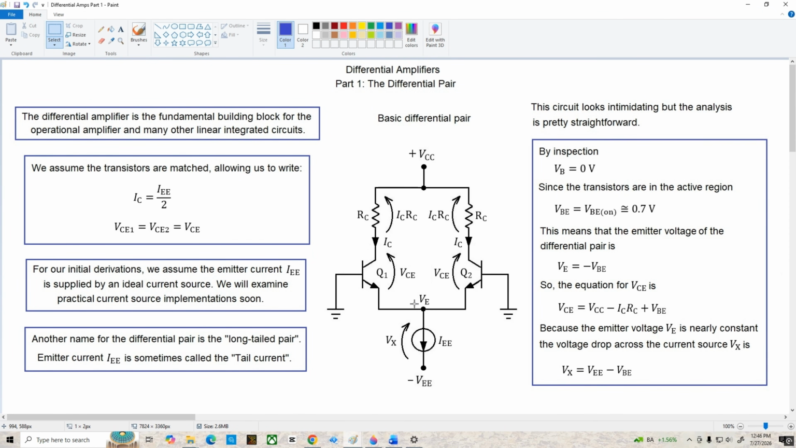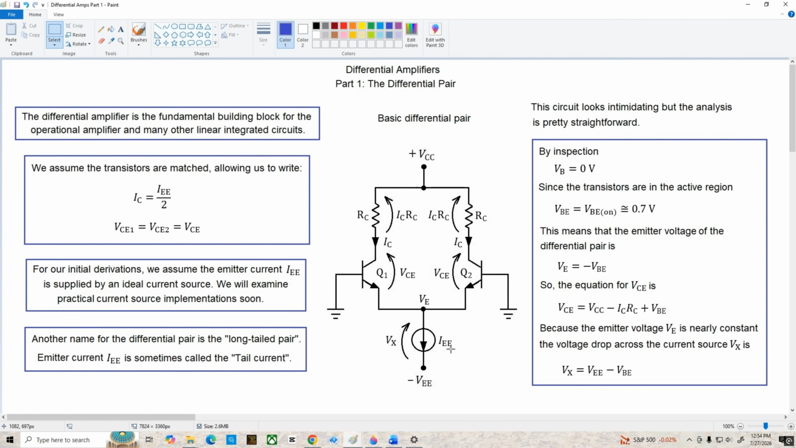Now, when we want to calculate VCE for the two transistors, because we've got the bases tied to ground, the equation comes out to be relatively simple and maybe a little surprising. If we just use KVL working from the positive rail down, we've got VCC minus ICRC plus VBE. And the equation is shown over here. And the reason we're not factoring VEE into this equation is because the base is connected to ground and the base emitter voltage is relatively constant at 0.7 volts throughout the active region. So we get this relatively simple VCE expression.